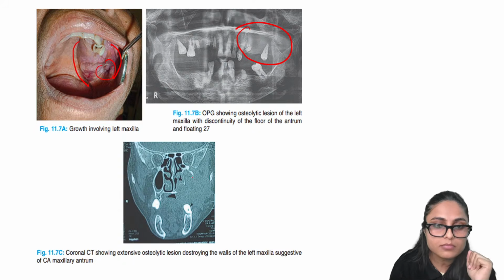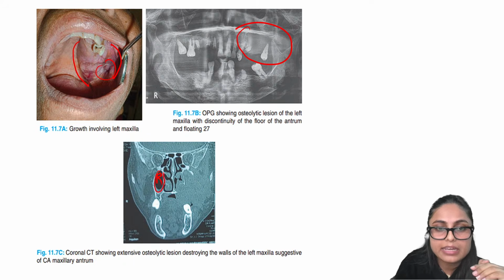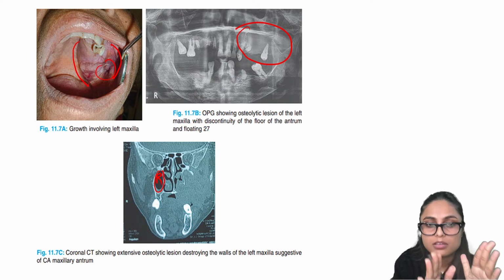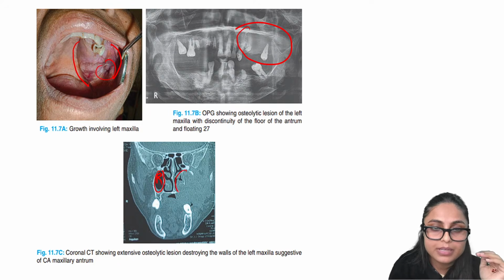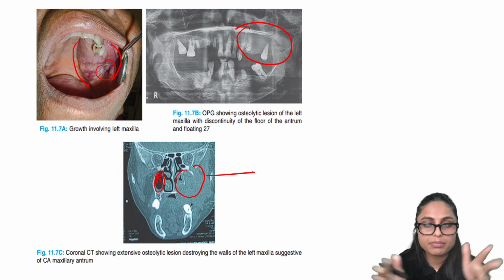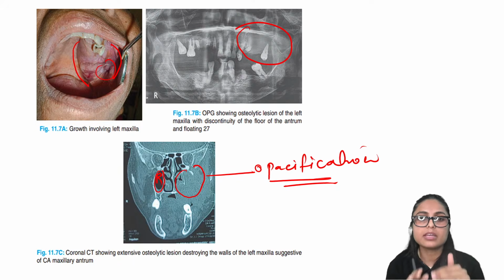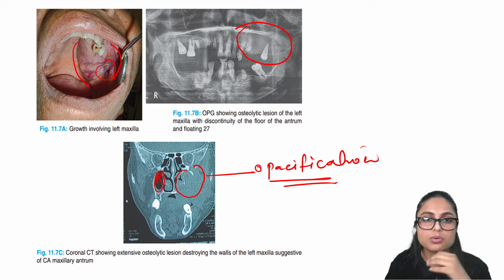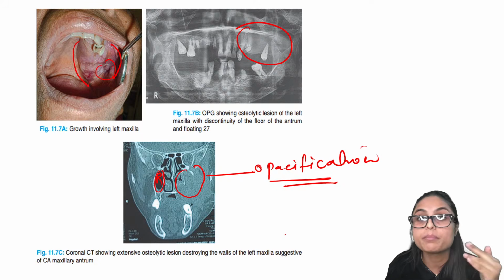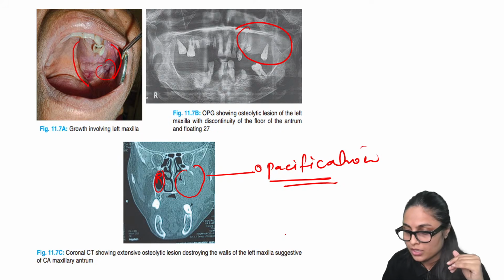And when you check the sinus, if you compare the sinus in CT or CBCT, look at the right sinus, which is completely radiolucent, which is a normal finding of sinus. The left sinus is completely destroyed. The walls are completely destroyed, and there is opacification that has happened in the sinus. So these are some signs and symptoms that you see in malignancy arising from the sinus.